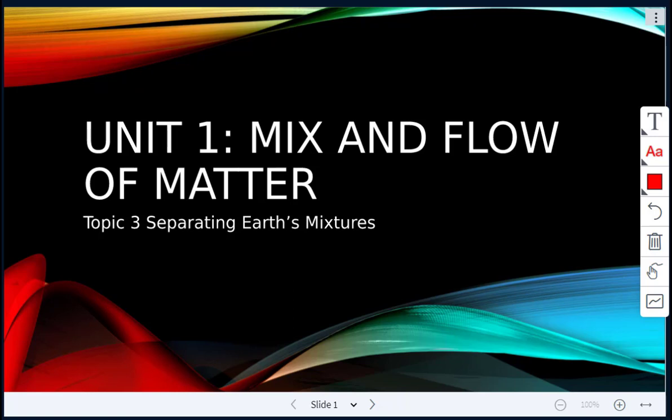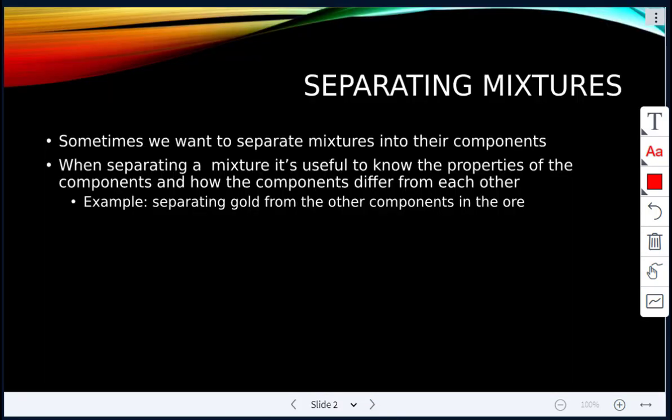All right, so today's topic is topic 3, which is separating Earth's mixtures. We've talked about mixtures quite a bit, what they are, what they're composed of, and so on. We've talked about solutes and solvents. And today we're going to talk about how to separate mixtures. So sometimes we want to separate mixtures back into their components.